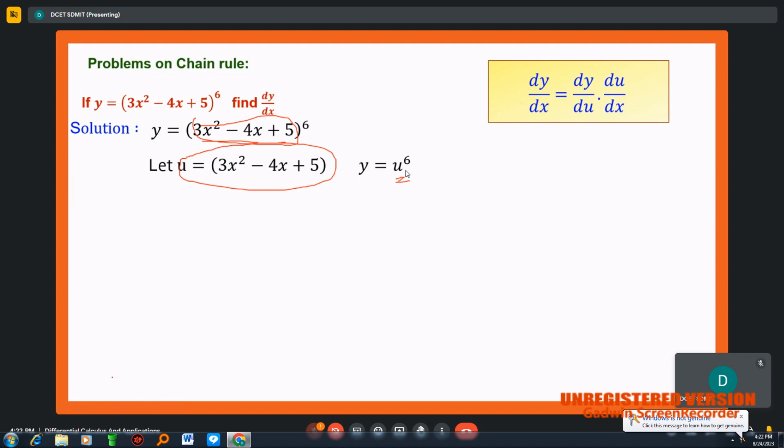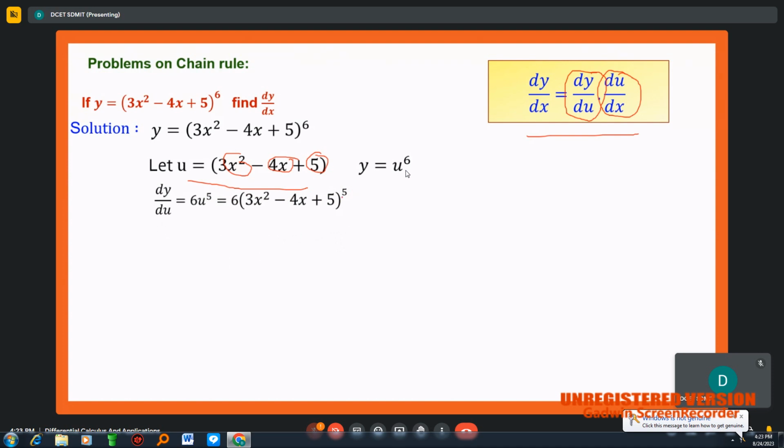Okay, now we know the chain rule. What is the chain rule here? dy/dx is equal to dy/du into du/dx. To apply the chain rule, we have to differentiate the y function with respect to u and differentiate the u function with respect to x. First we are differentiating the u function with respect to x. To differentiate this, which rule do we want? The standard function rule.